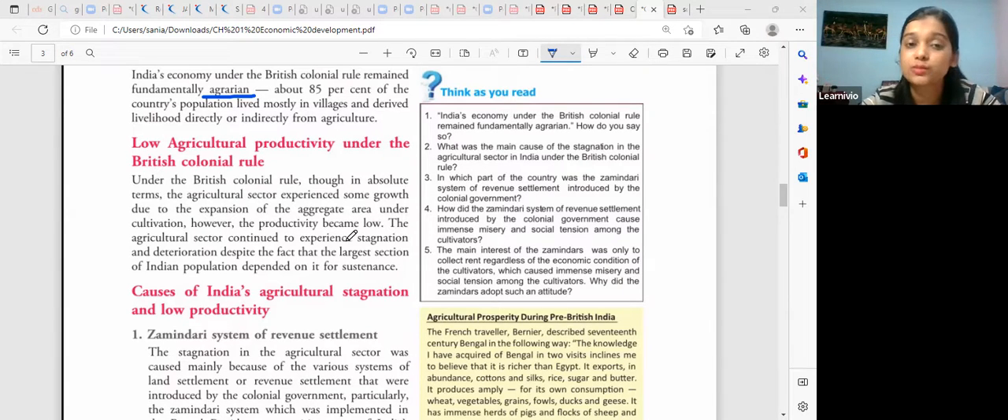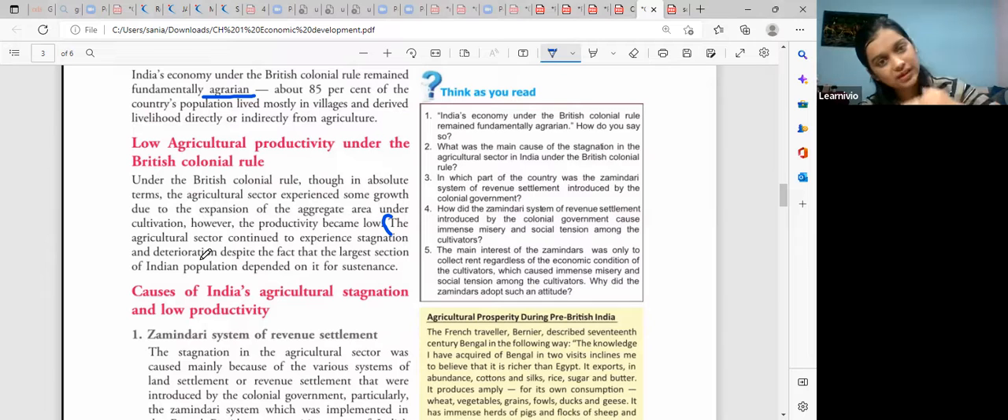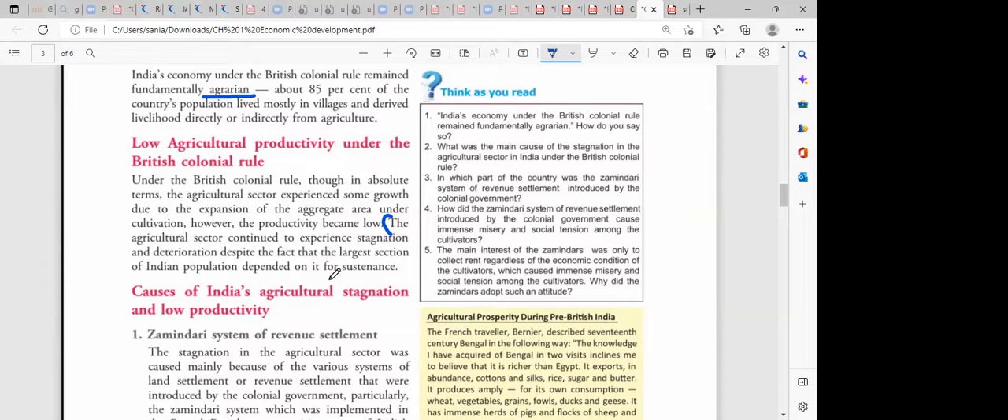The agriculture sector continued to experience stagnation and deterioration despite the fact that the largest section of India's population depended on it for subsistence. So the agriculture sector remained stagnant. Stagnant is basically you are not growing, or if you are growing, it's only 1 or 2%, which is negligible. Deterioration is that earlier you were here, now you are coming down; the quality is getting degraded day by day.